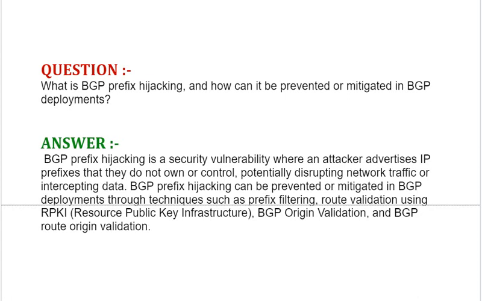BGP prefix hijacking can be prevented or mitigated in BGP deployments through techniques such as prefix filtering, route validation using RPKI, that is Resource Public Key Infrastructure, BGP origin validation, and BGP route origin validation.